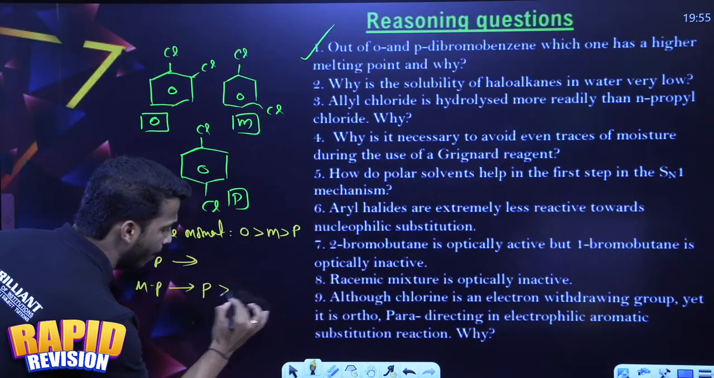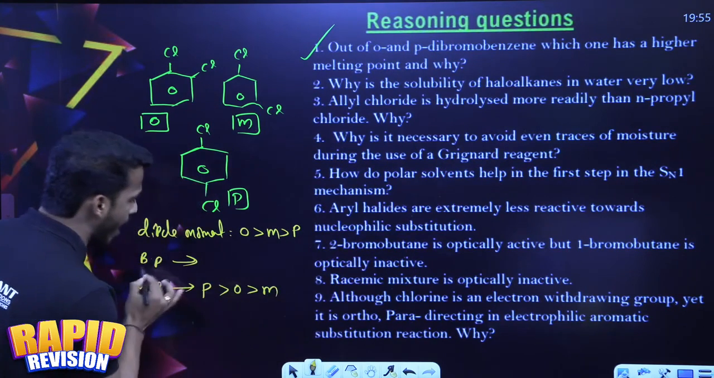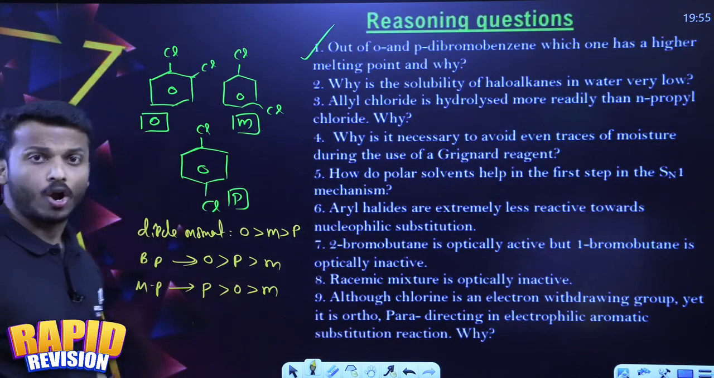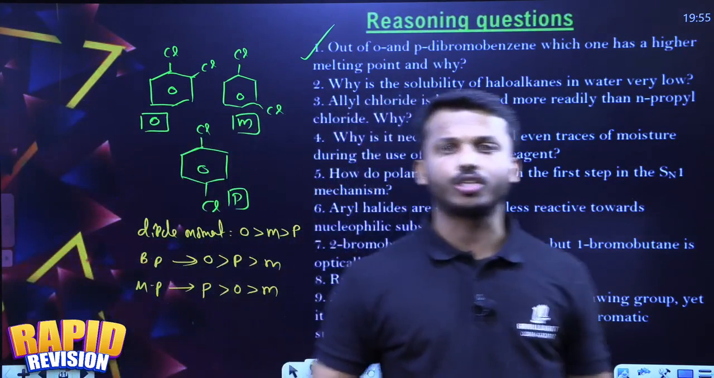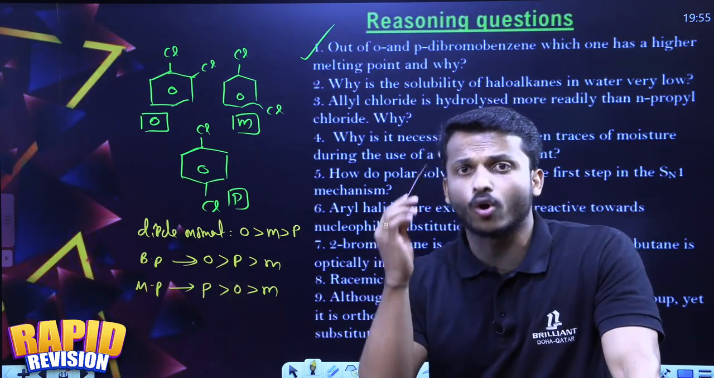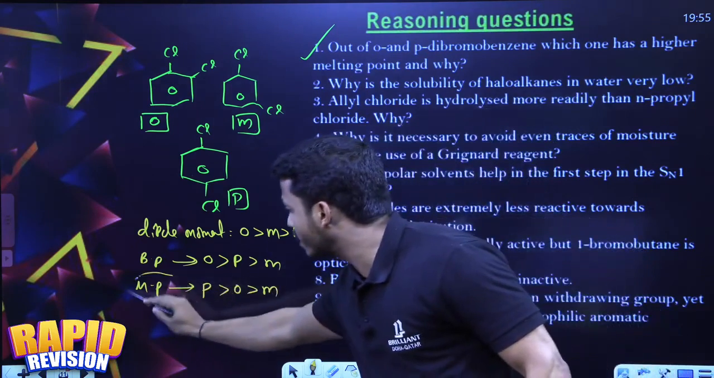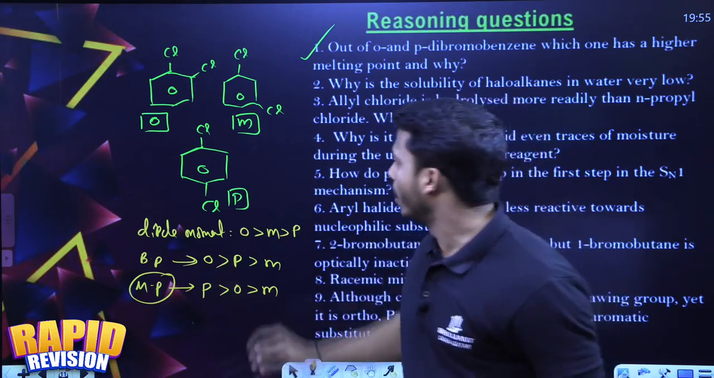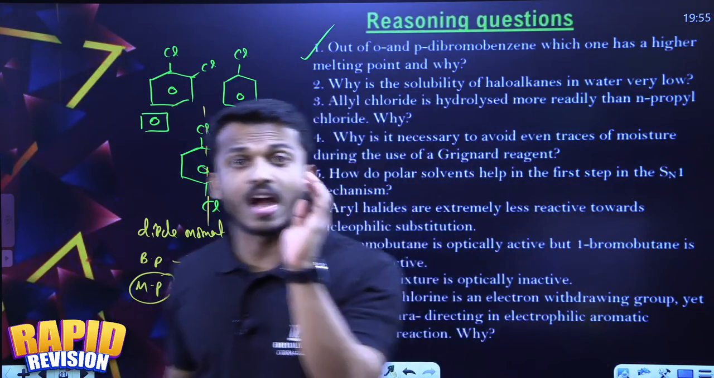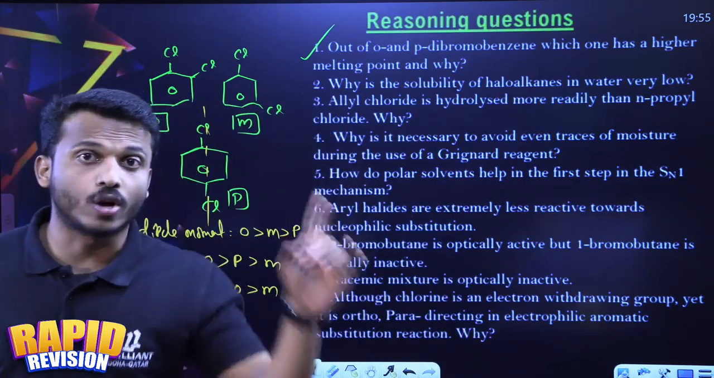Melting point order: para, ortho, meta. Boiling point order: ortho, para, meta. Dear all, the question you can expect here is a reasoning question: why does para dichlorobenzene have the highest melting point? It is because of its high symmetry. Para dichlorobenzene has higher symmetry, but that's not enough, okay?